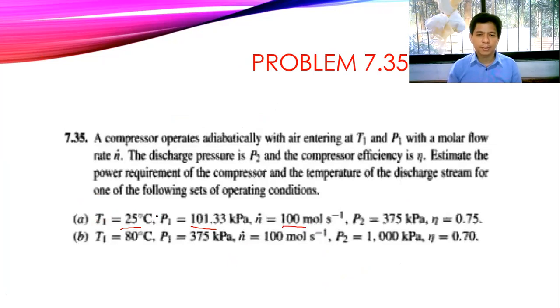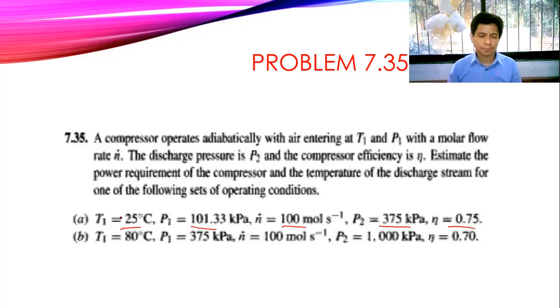The discharge pressure is P2. So P2 is 375 kilopascal. And then the compressor efficiency is 0.75. So we need to estimate the power requirement of the compressor. So pwedeng kilowatts, pwedeng horsepower.